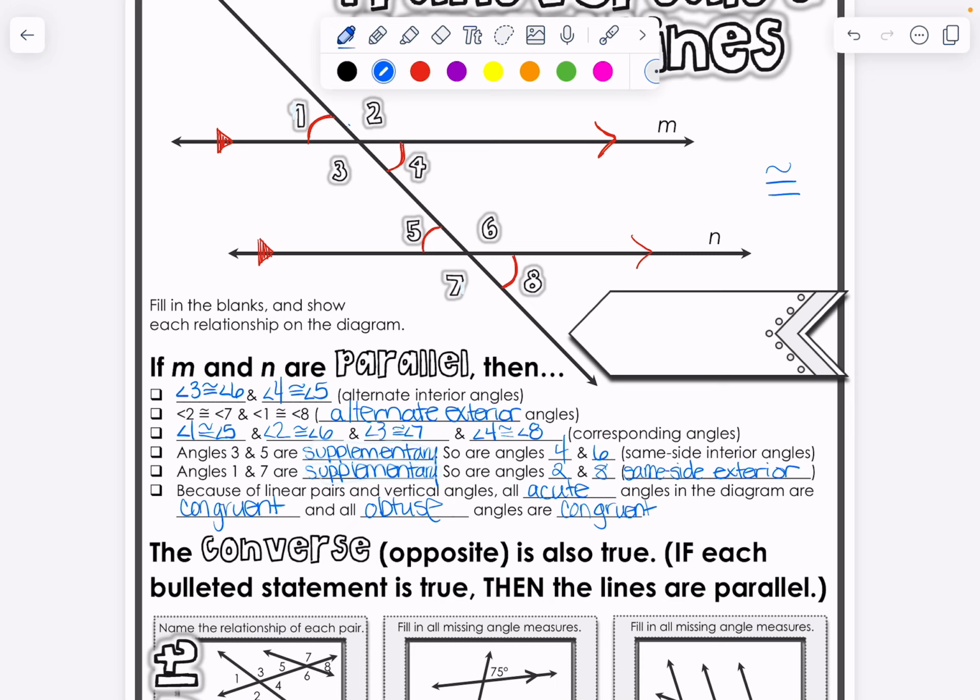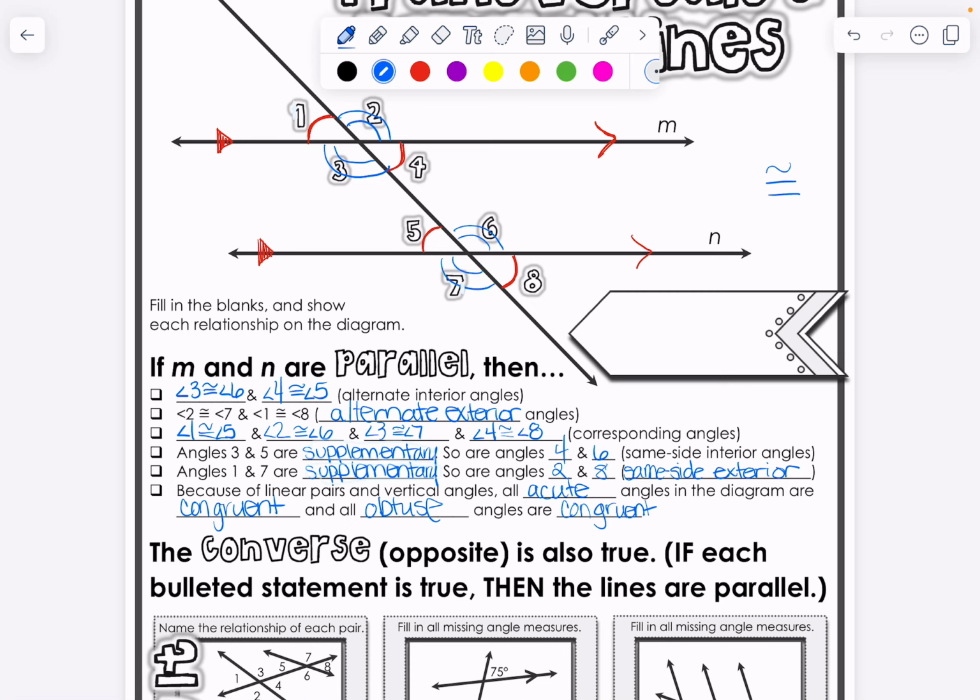Sometimes to show that a second type of angle is congruent, you might see a different color, or sometimes a double arc. I'm going to use the double arc here. Angle 2 and angle 3 are vertical angles, which means they're congruent. Angle 6 and angle 7 are vertical angles.